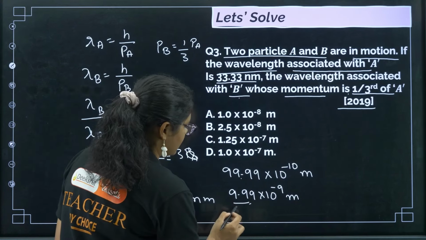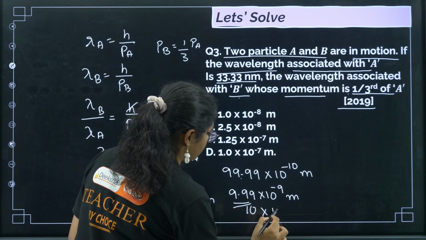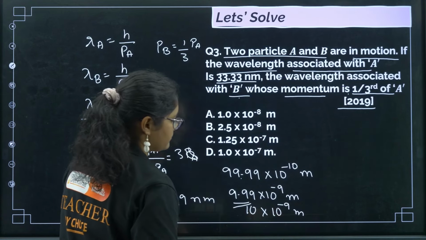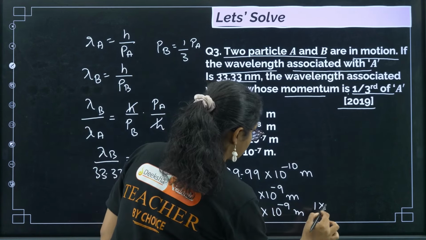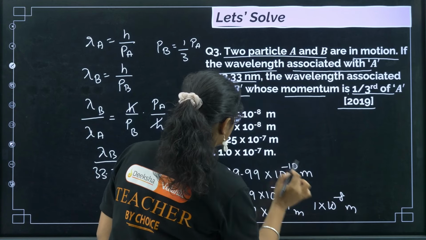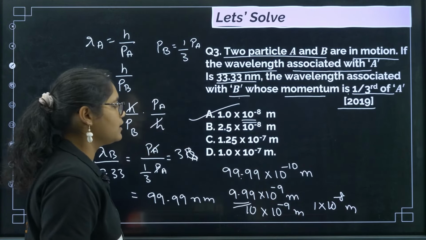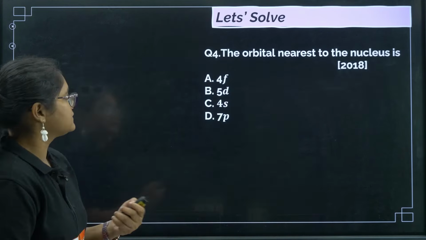Okay, 9.99 we can write it as 10, right? 10 into 10 to the power of minus 9 meter. So that means it is 1 into 10 to the power of minus 8 meter. So 10 to the power of minus 8 is there. So option number A here. Okay. Next, question number 4.